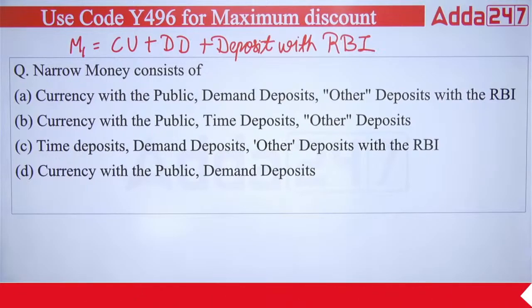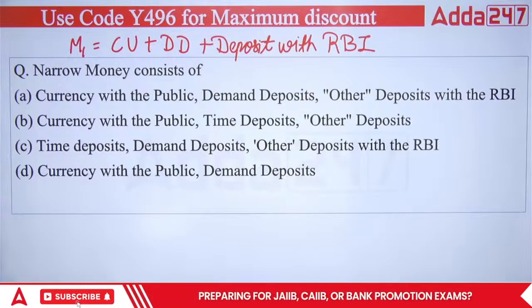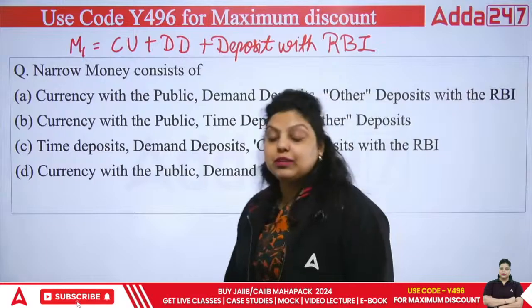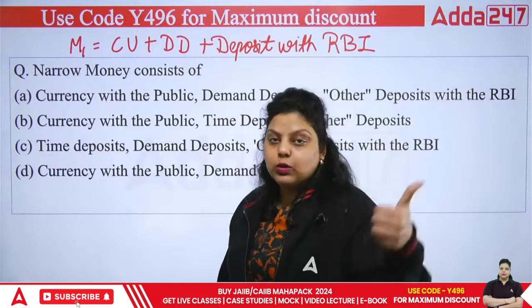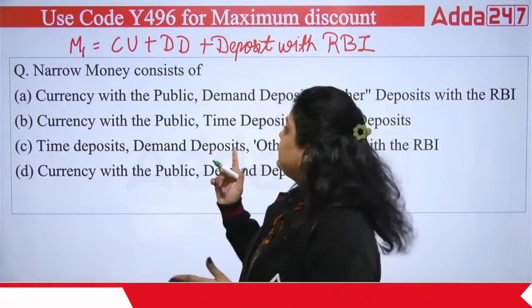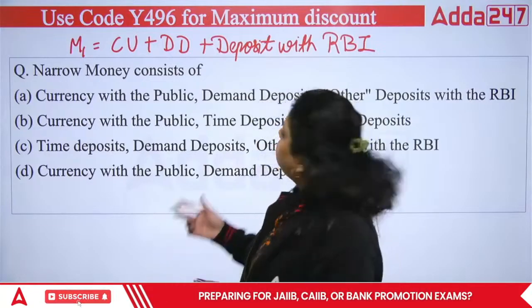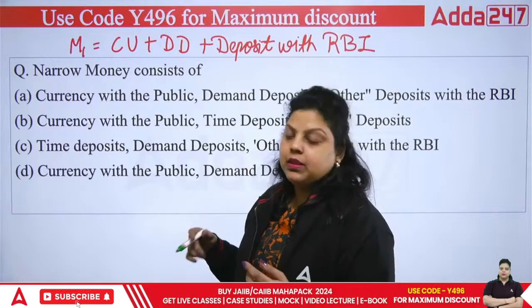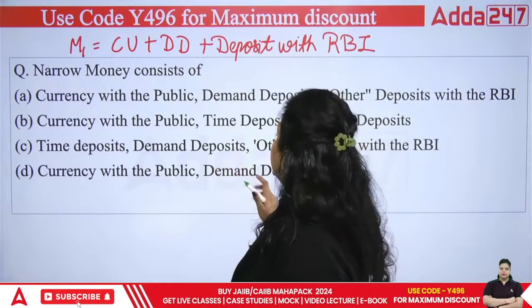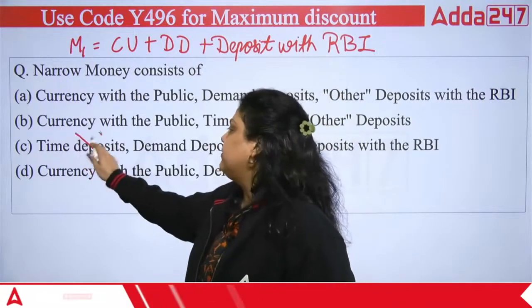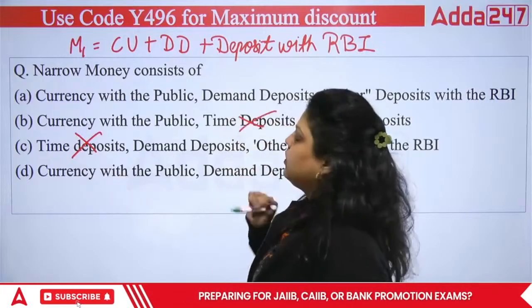First, currency unit. CU stands for currency unit. That means notes and coins available with public. Second, DD, that means demand deposit. It means CASA available with public. Then deposit with RBI. And you can see there is no time deposit I have written, so it cannot be C, it cannot be B.